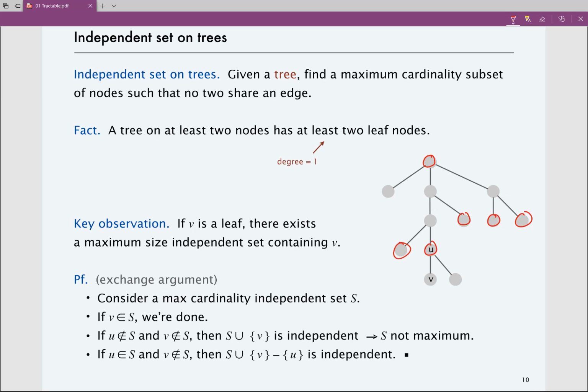Of course, it's easy to find small independent sets, because if you don't pick any of the nodes, that would be an independent set. As we try to find larger and larger independent sets, the problem gets harder. So the independent set on trees problem is: we're given an input graph which is a tree, and we want to find the biggest possible independent set.